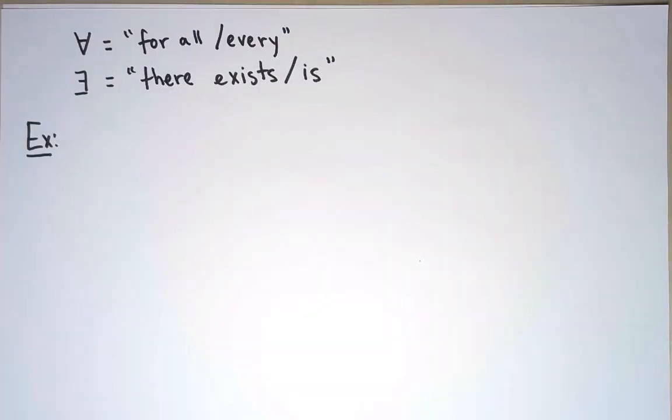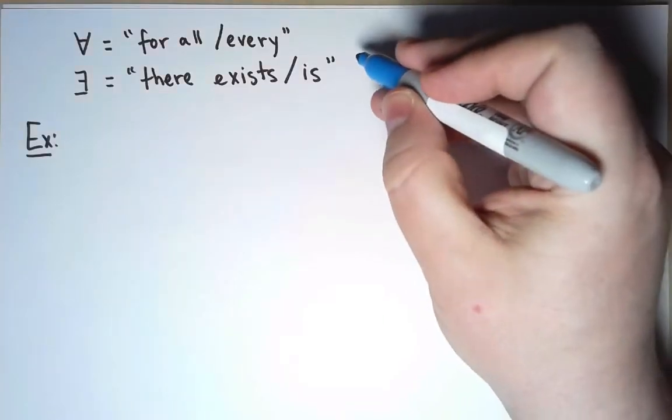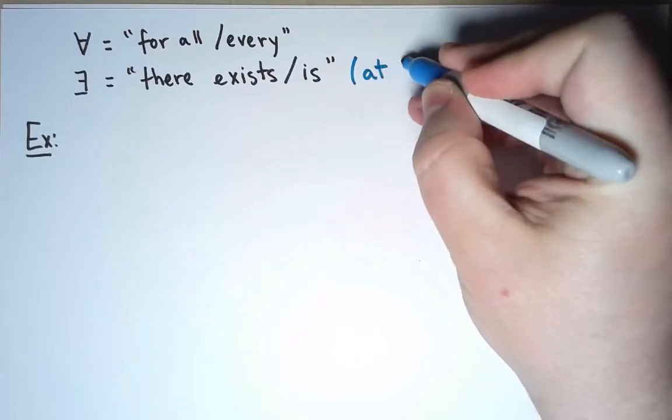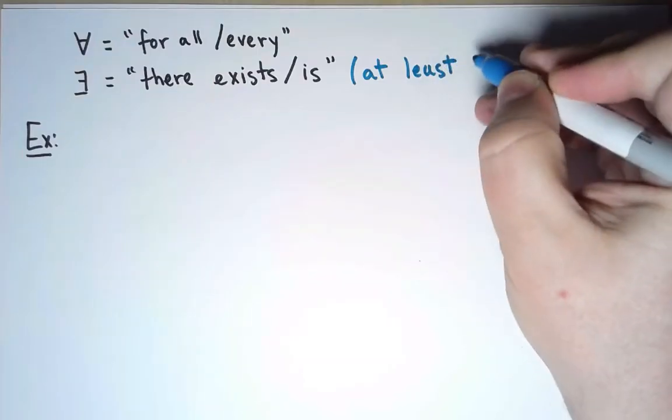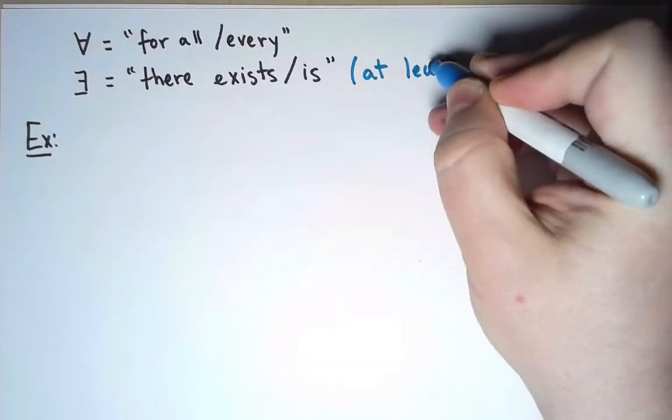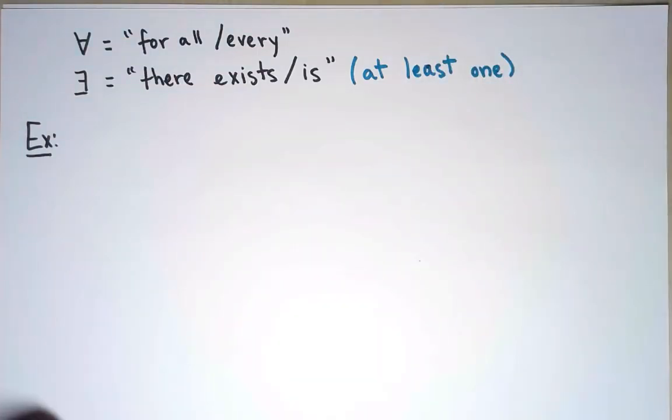And a quick note, in mathematics, whenever we say there exists or there is, we always mean at least one. We don't mean exactly one. This is in all contexts. For example, if I say an equation has a solution, it means has at least one solution. If you want to say something different, say so explicitly.